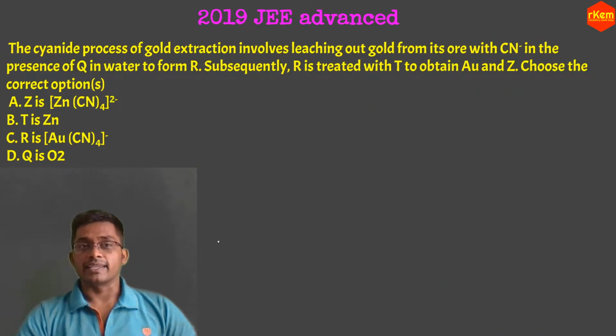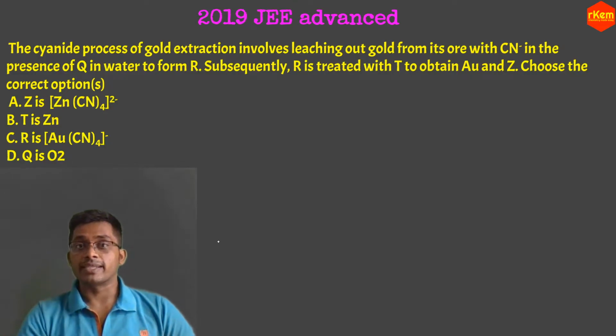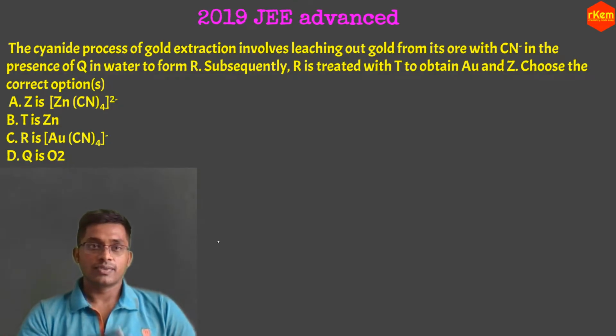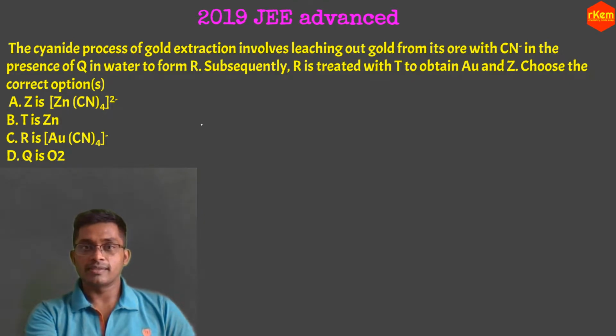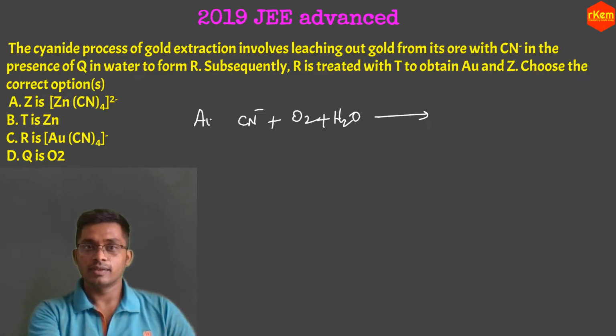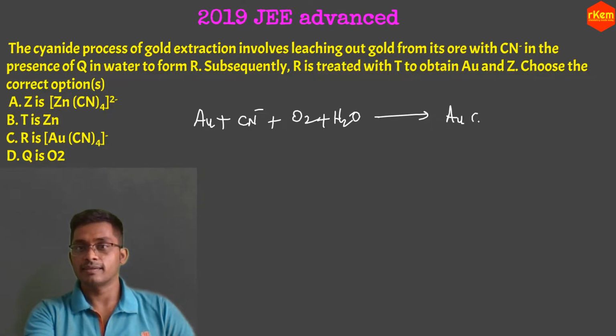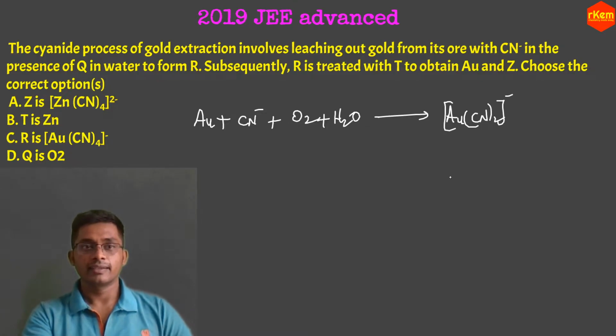Direct from NCERT. Next, this is direct from NCERT, hydrometallurgy. So what is given here? Cyanide process. Gold extraction involves the leaching process of gold. So gold leaching process with CN minus plus O2 and H2O. So it forms, gold forms a complex. Complex is like this. Correct?